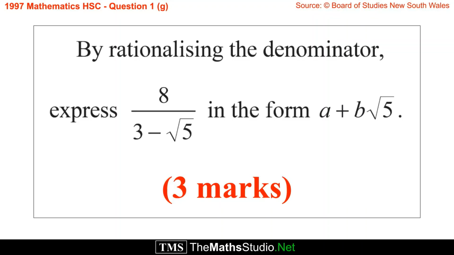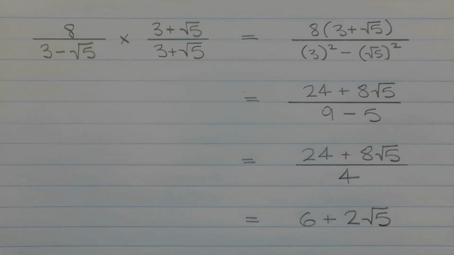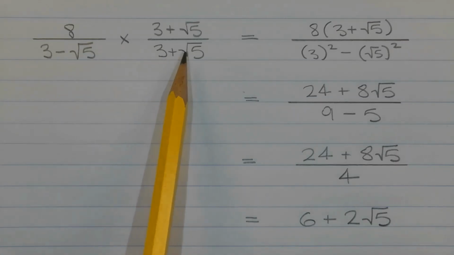Question 1, Part G. By rationalising the denominator, express 8 over 3 minus the square root of 5 in the form a plus b times the square root of 5. Start by multiplying the numerator and the denominator by the conjugate of the denominator. The denominator is 3 minus root 5. Its conjugate is 3 plus root 5.